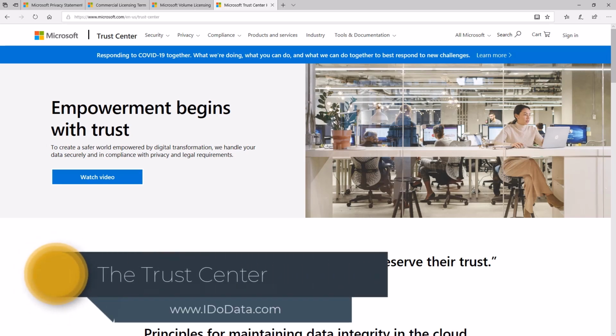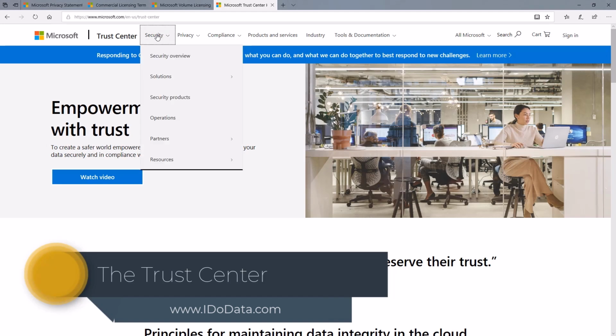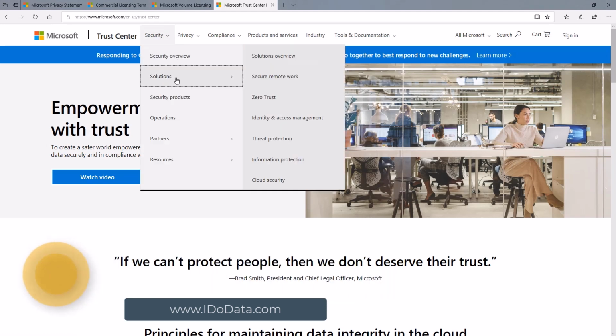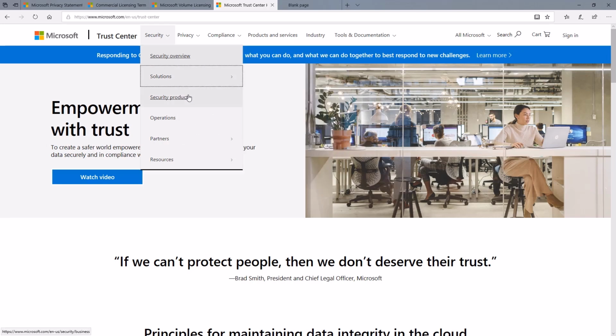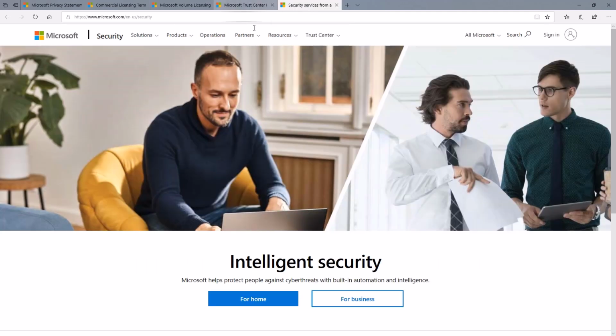Now, the Trust Center contains web pages about security. So you can see a security overview, and then we've got solutions, security products, operations, partners, and resources. And if you click on the overview, you will then be asked, do you want for home or for business? And then it takes you further down.